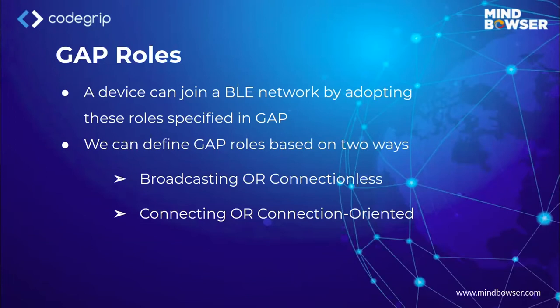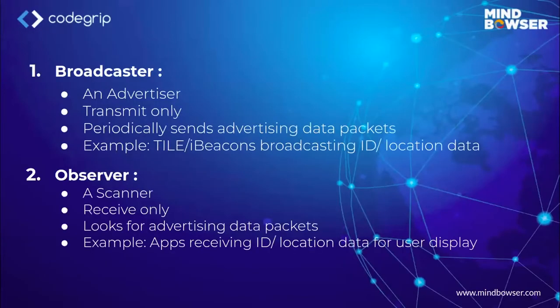So now I'm going to explain first about broadcasting, or connectionless devices. In that there are two kinds of devices. The first one is the broadcaster, and the second one is the observer. A device in the broadcaster role does nothing more than transmit data to its surroundings, which means it's only advertising the data to the nearby radius. It periodically sends advertising data packets to nearby observers and any other kind of devices.